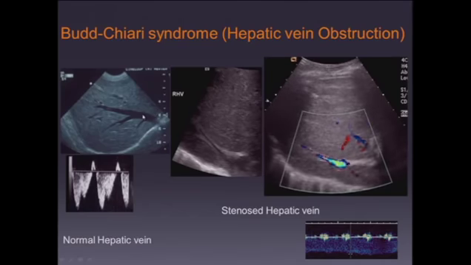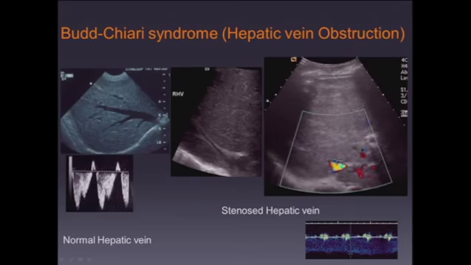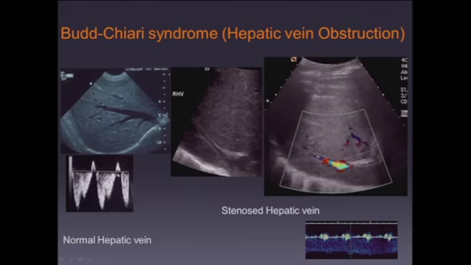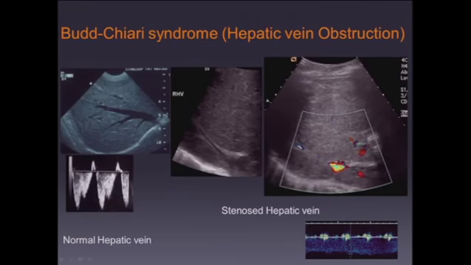So a normal hepatic vein has a hypoechoic lumen, and the wall of the hepatic vein is very thin or imperceptible. The waveform within the hepatic vein is triphasic with a forward S to D waveform and a small reverse A waveform.